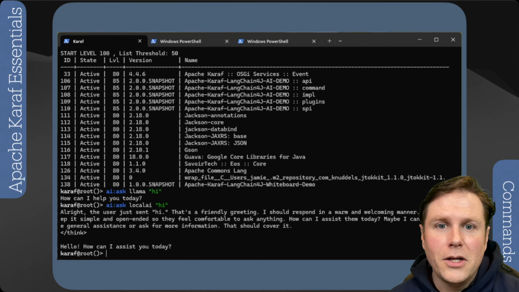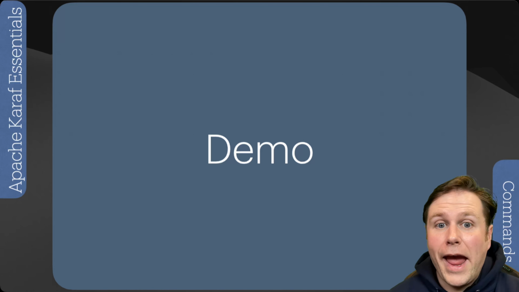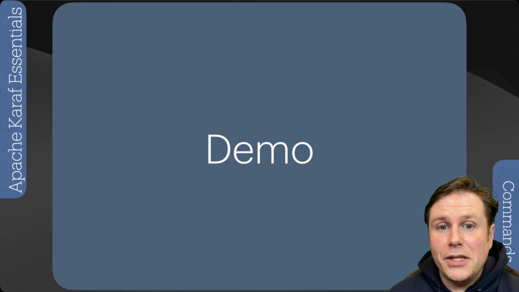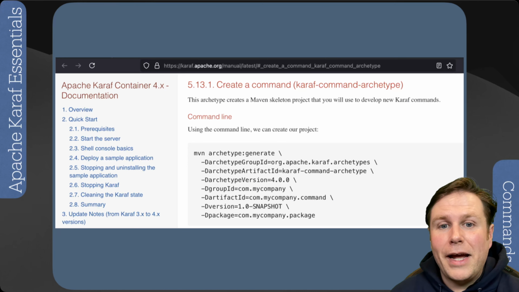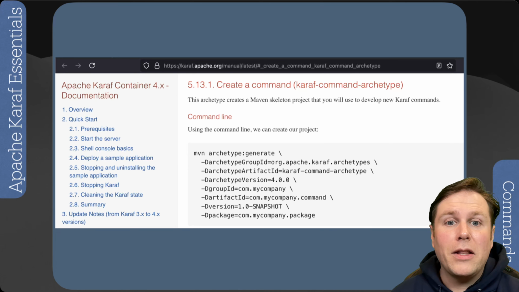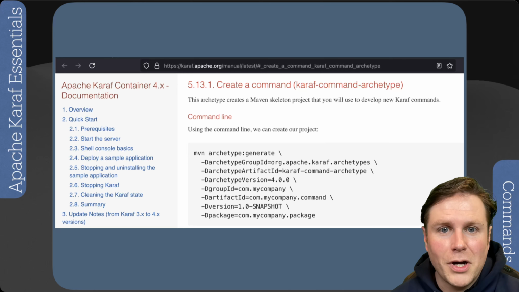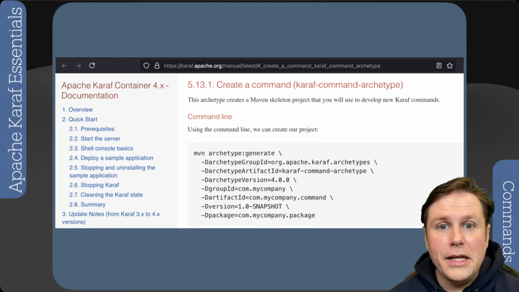Pretty cool. So what I want to do now is dig into the code of our AI example. And after we dig into that code, I also want to bring up the Apache Karaf archetype for making your own commands. This is a neat little Maven plugin that allows us to generate a command project for you so you can immediately start implementing your own commands in your own project. So let's get into our IDE and take a look at the code.